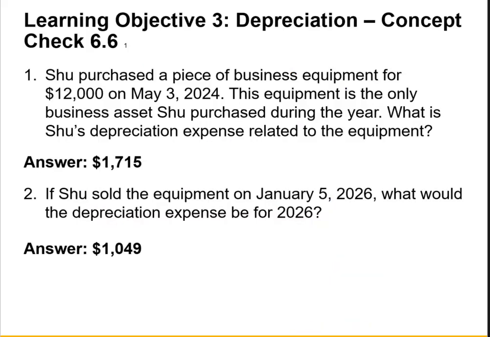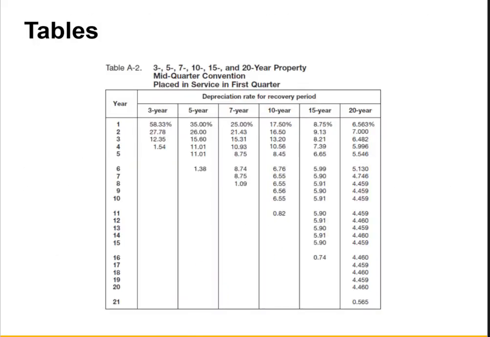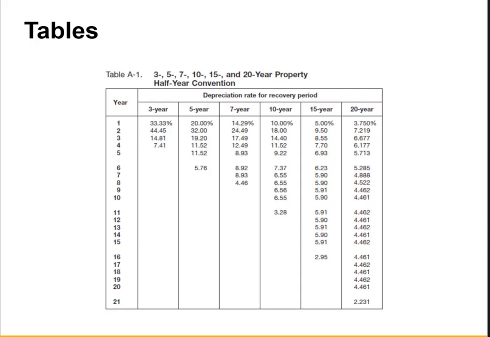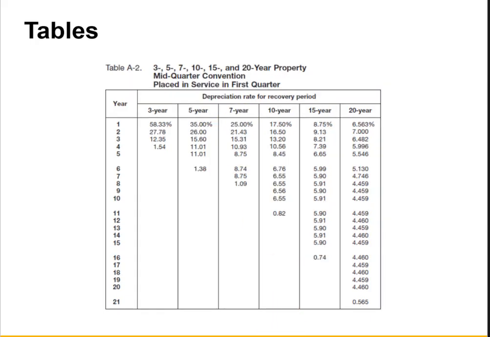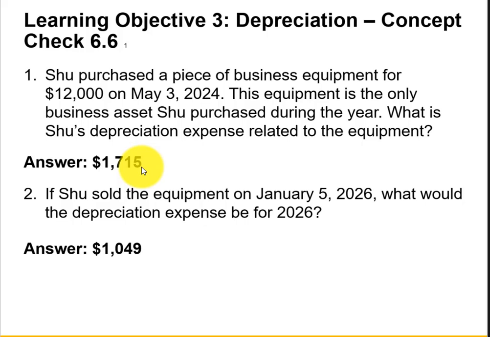All right, so example. Bought a piece of equipment, $12,000, May 3rd, 2024. Only asset they bought. What is the depreciation for this equipment? Okay, go up to the table. Take the 12,000, you multiply it by 0.1429 in this year, because we're doing 2024, first year, and the depreciation amount is 1715, rounded.